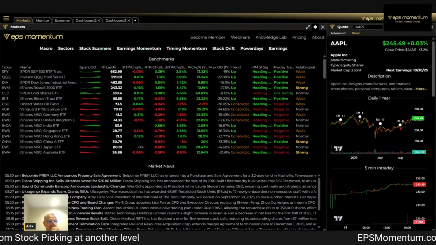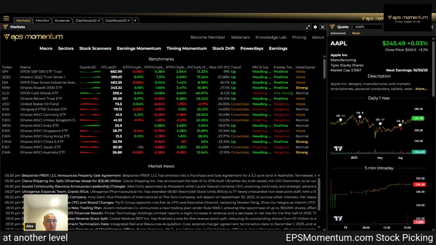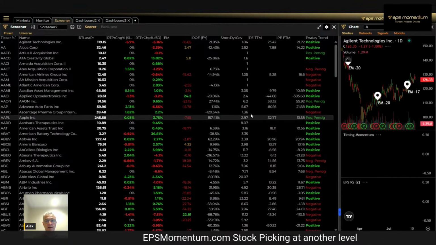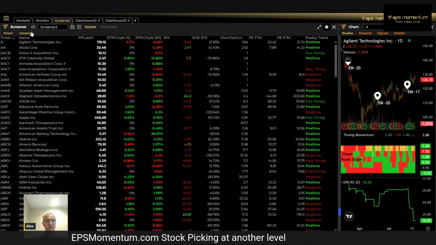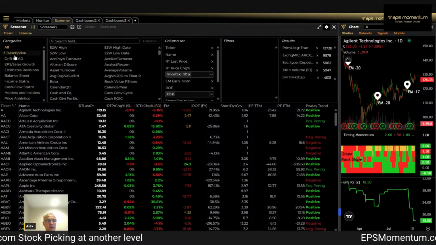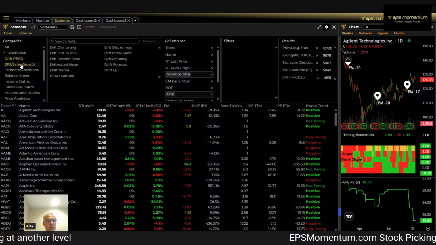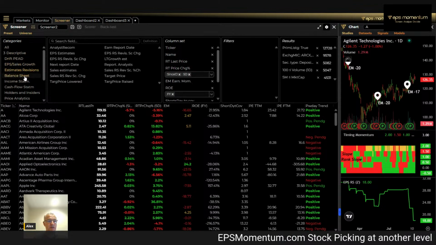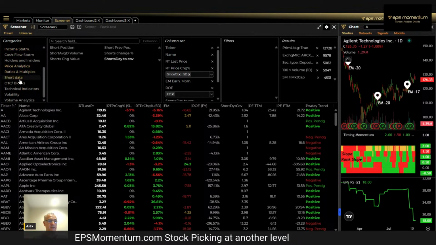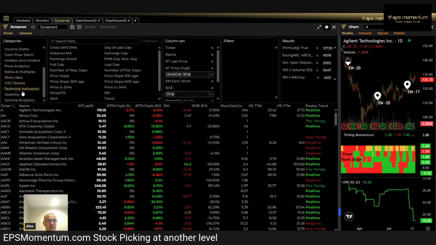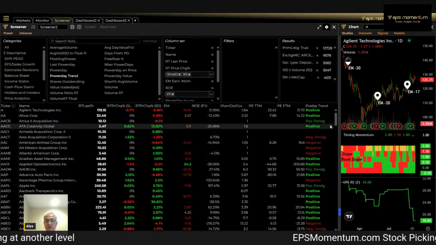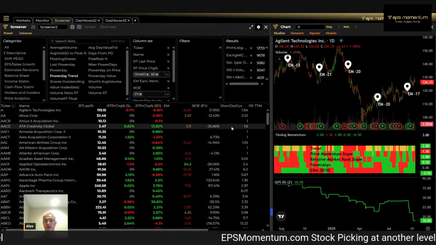You would go straight to the screener, and here we are, and we have plenty of metrics that are there. There are different categories. We can see description, drift, earning per share, estimates, balance sheet, income statement, price analytics, short data, technical indicators, volatility, volume, and so on. So it's very, very diverse and very complete.